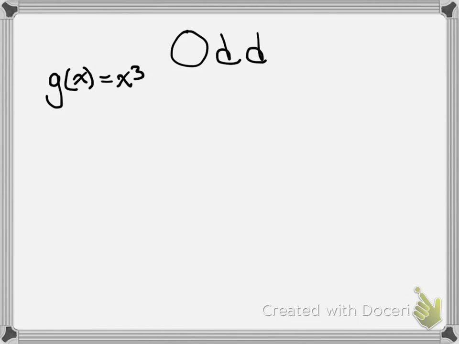Now let's talk about odd functions. Another one that we know is g of x is x cubed. It looks something like that. And remember, the fact that it's odd means that I can rotate it like this and it still looks pretty much the same.